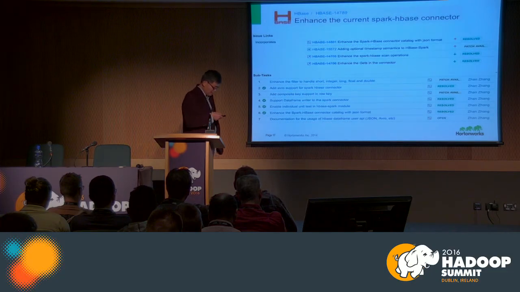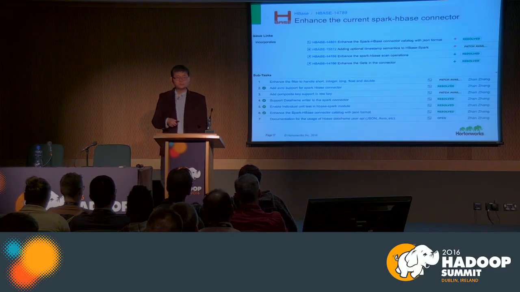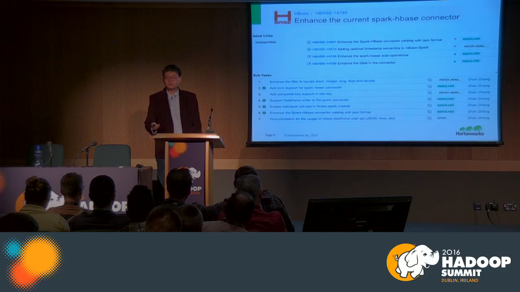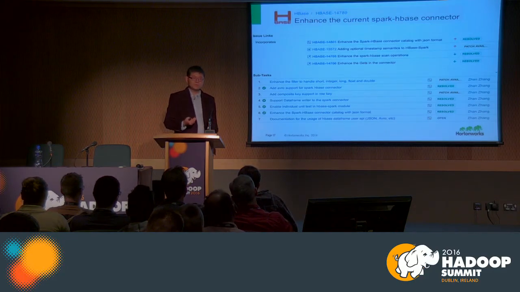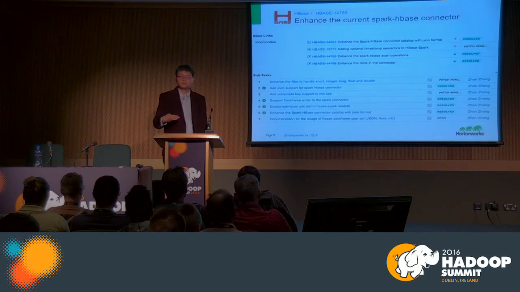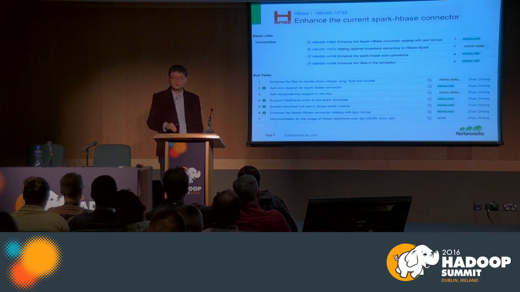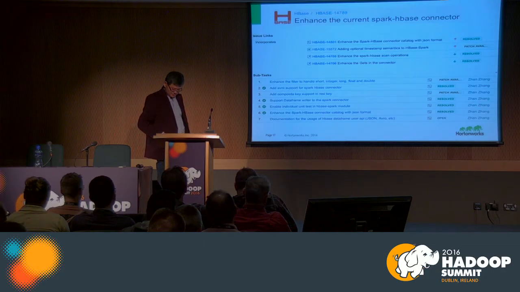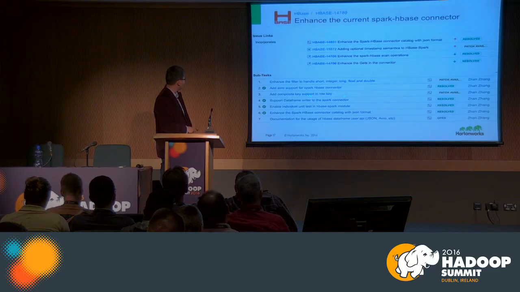Then we decided to contribute all this code to the HBase upstream. In HBase upstream, we already have the RDD implementation from Cloudera. If we add this one to the HBase upstream, then we have a complete solution for Spark. We have both the RDD and the data frame, so users can choose whatever fits their requirements. Currently, this is the JIRA number. 14789 is the umbrella JIRA. I think most of them are already done.